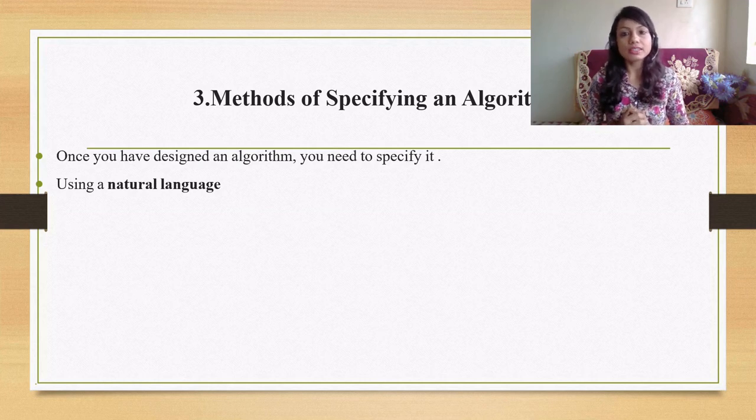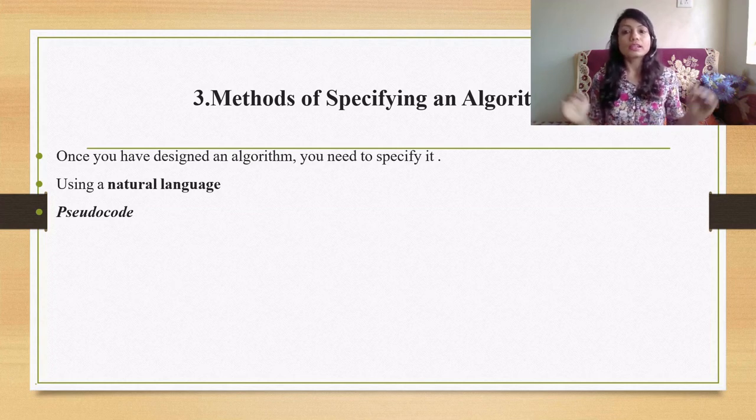Second method, any guesses which is the second method to specify an algorithm? I already told you at the start of the video. Yes, you're right, it's pseudocode. Then what is pseudocode? As I told in the earlier video, pseudocode is a combination of two things: your natural language and your program. Some programming constructs and some natural language instructions, if we combine them and write your algorithm, that becomes pseudocode.